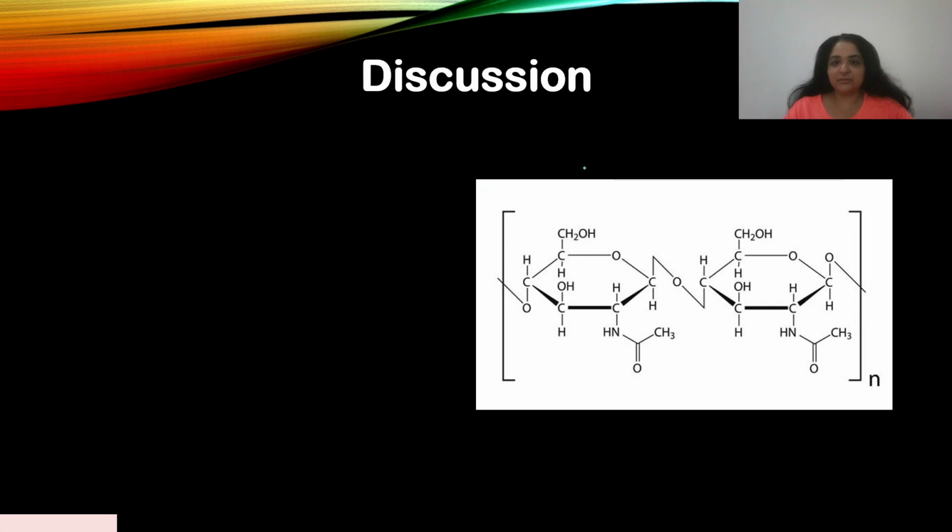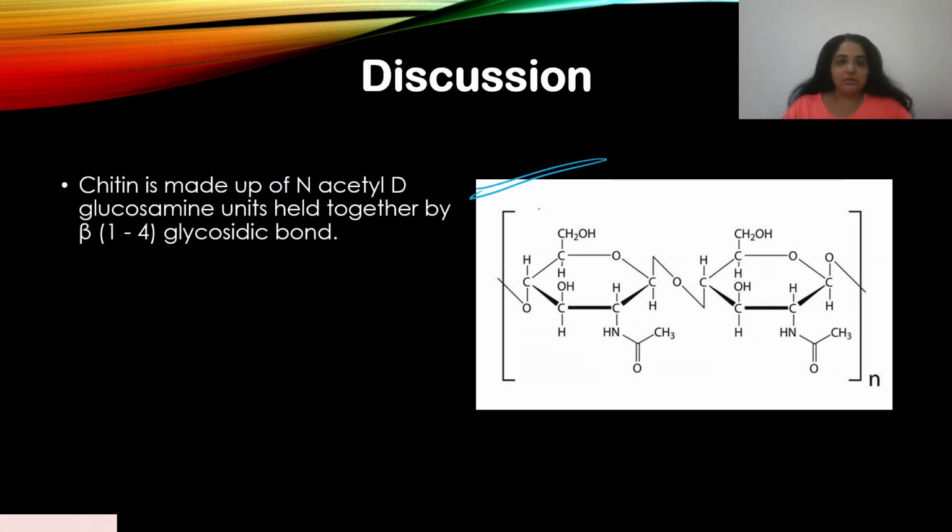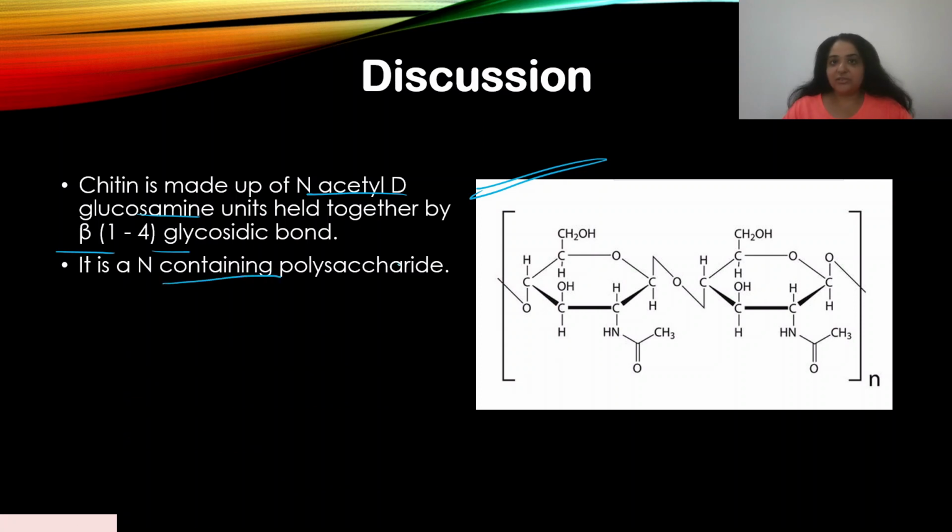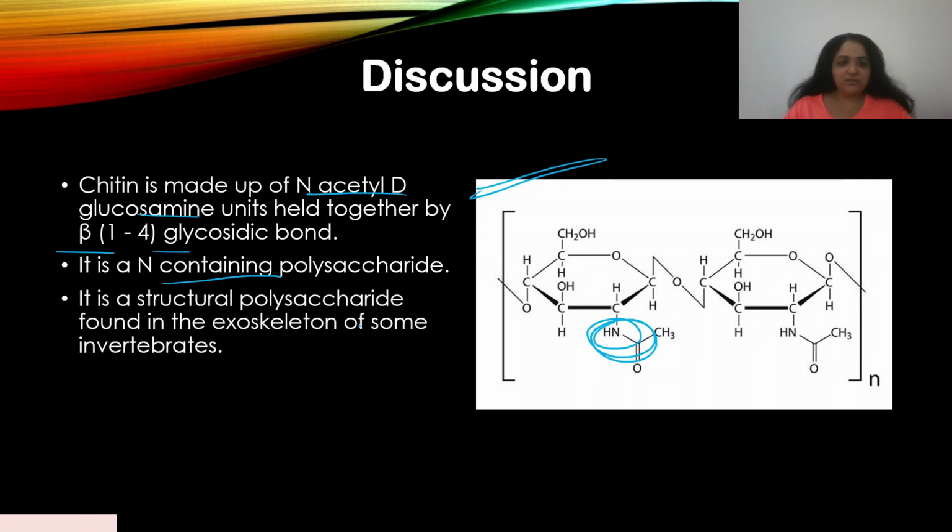Again, we discussed this chitin structure. Chitin is made up of N-acetyl D-glucosamine units held together by beta 1,4 glycosidic bonds. It is a nitrogen-containing polysaccharide. You can see over here. And the structural polysaccharide, we already discussed that before. I guess we can move on then. This was also a repetitive question, right? It's almost a repeat of the previous question. If you look at the discussion, you already know the answer now.